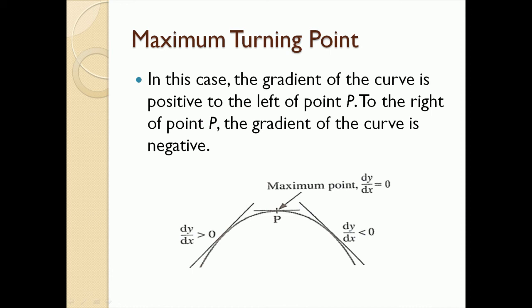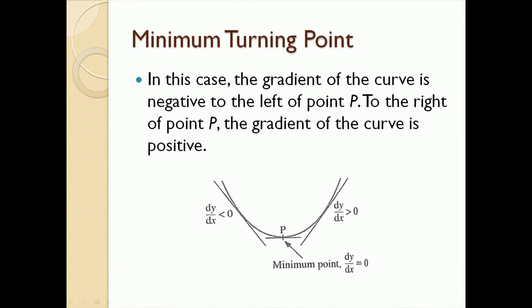Considering the maximum turning point. In this case, the gradient of the curve is positive to the left of point P. To the right of point P, the gradient of the curve is negative. Considering the minimum turning point. In this case, the gradient of the curve is negative to the left of point P. To the right of point P, the gradient of the curve is positive.